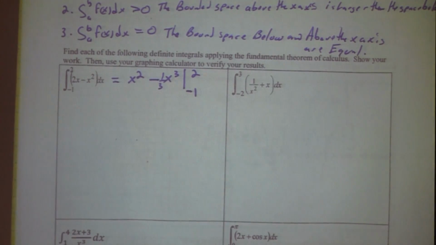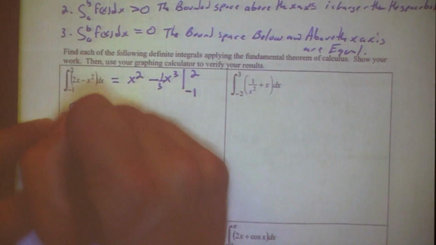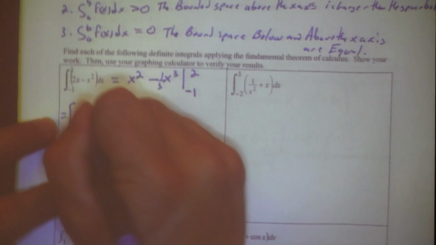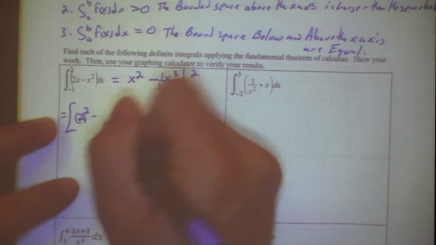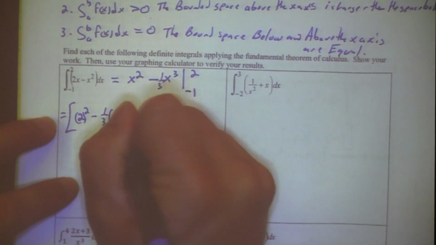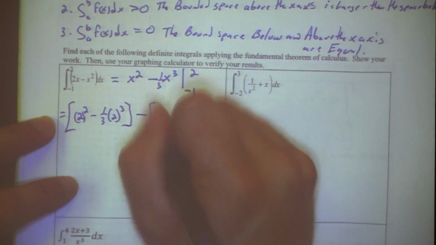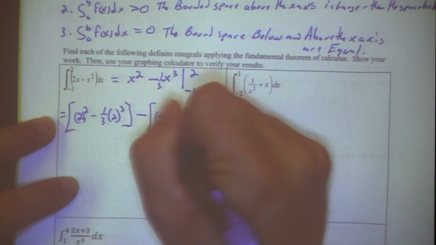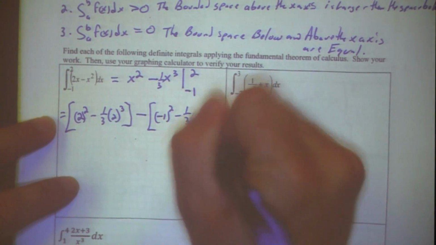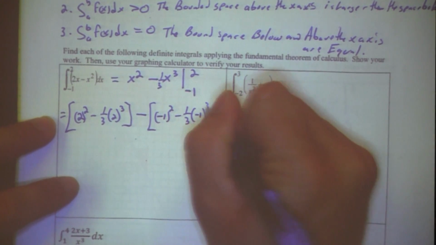-1 to 2. Good? Which one do we plug in first? The 2. So we're going to get 2 squared minus 1/3 times 2 cubed, minus the second one. So -1 squared minus 1/3 times negative 1 cubed.